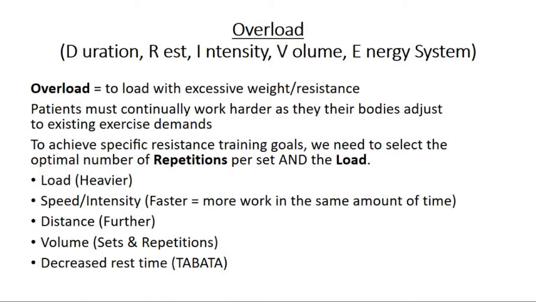So in order to overload, we're basically going to make the patient lift heavier or use a heavier resistance band. We can increase the speed or the intensity, so that they're doing more in the same amount of time. We can increase the distance, i.e. working on their muscular endurance or their cardiorespiratory endurance. The volume consists of the sets and the repetitions. That's the total load for that particular session. Then we come on to the acute and the chronic workloads in a second, and then decreased rest time.